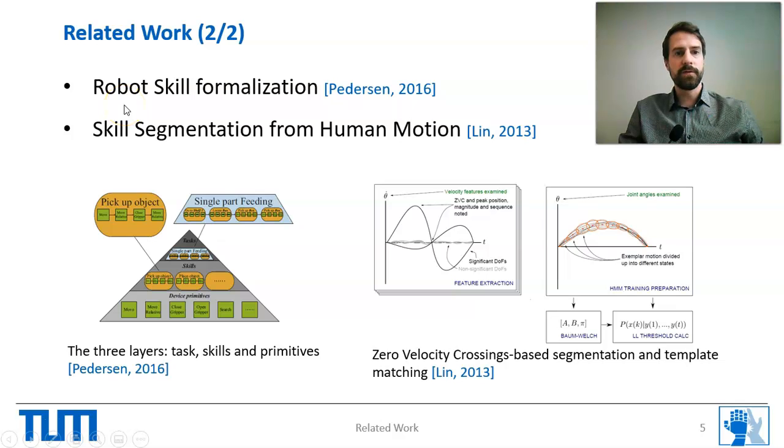Further, the robot skill formalization has been introduced by Patterson et al., which introduces a task, a skill, and a device primitive layer. Then, a skill segmentation from human motion has been shown by Lin et al., where zero velocity crossings have been used to segment the task, and these segments have been encoded by hidden Markov models to be compared with future observation sequences.